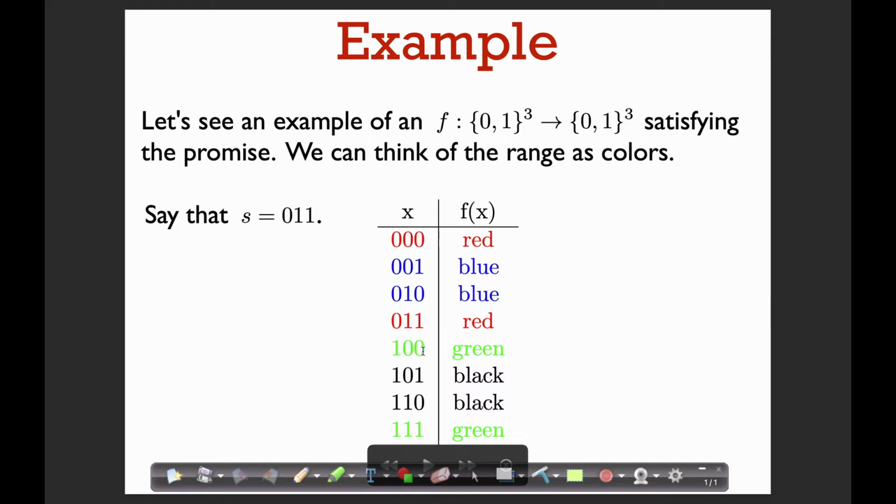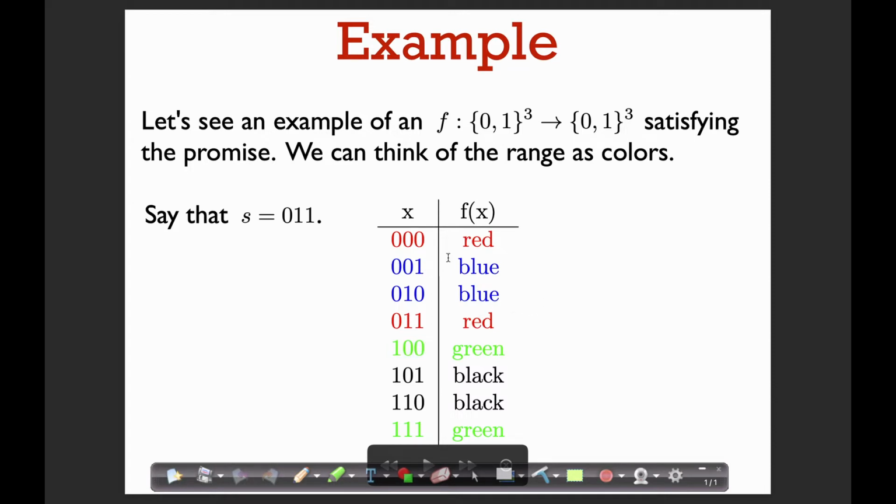Let's just take another example. Let's look at 1, 0, 0. f maps that to green. That means that also 1, 0, 0 XOR 0, 1, 1, which is just the string 1, 1, 1, also has to map to green. And again, no other 3-bit string besides these two can map to green. So we see that indeed holds.